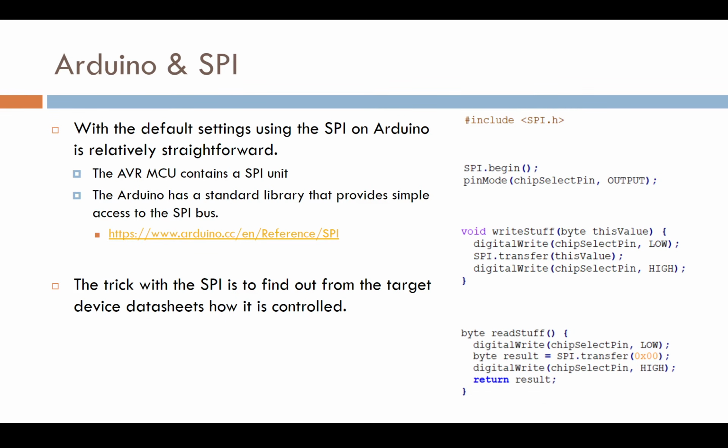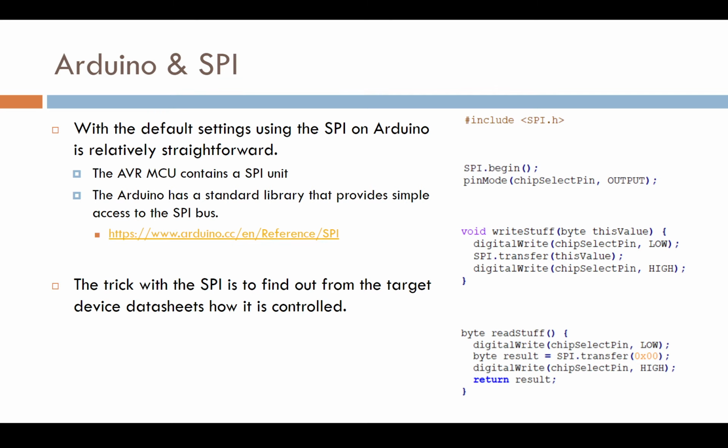Arduino. There is an SPI library. You just include SPI.h and then SPI.begin. You call pinMode and set the chip select for output for that SPI bus, and then you can start writing and reading stuff. Straightforward again to use in Arduino, not a biggie.